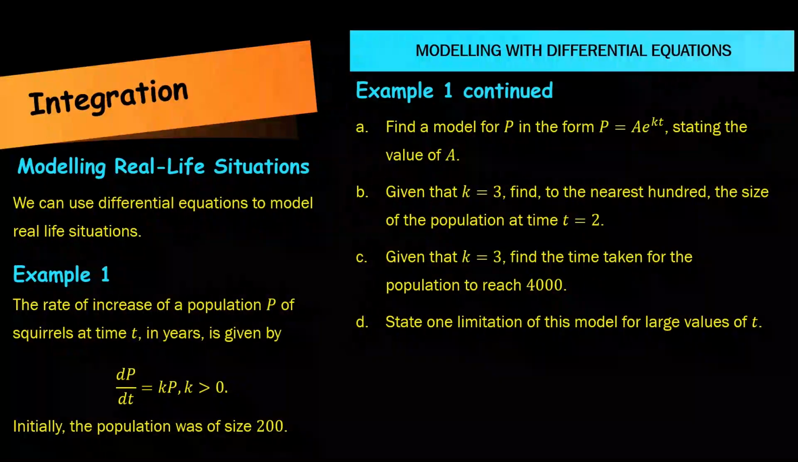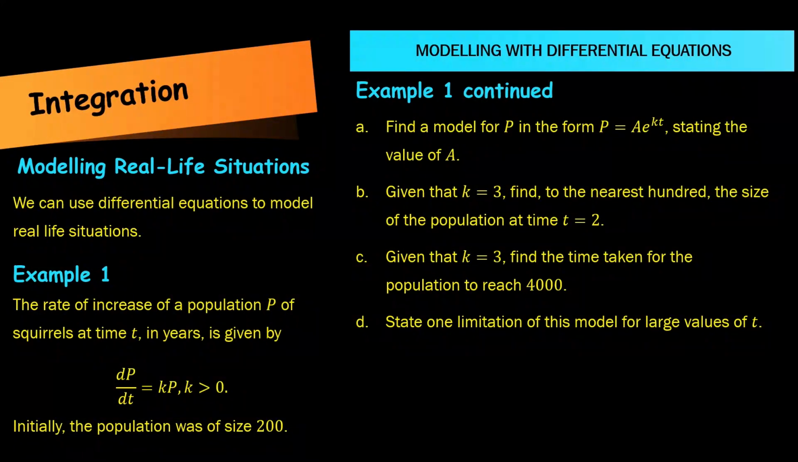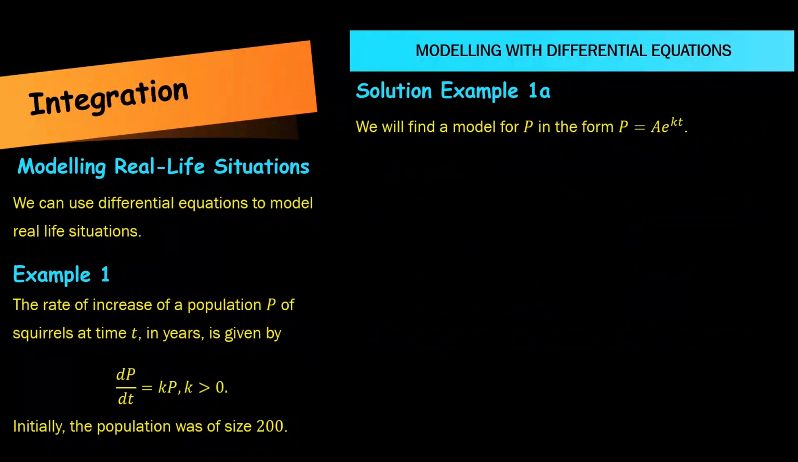Take a look at some of these questions related to the example. Pause the video and have a go. Press play when you're ready to view the solutions. Let's take a look at part A first. We will find a model for P in the form P equals a e to the power kt.